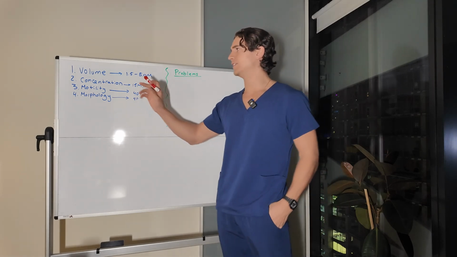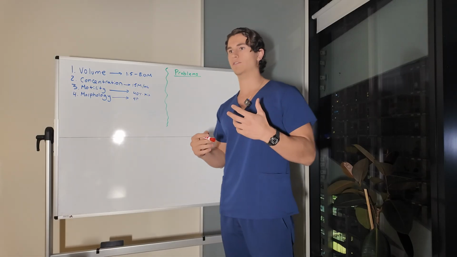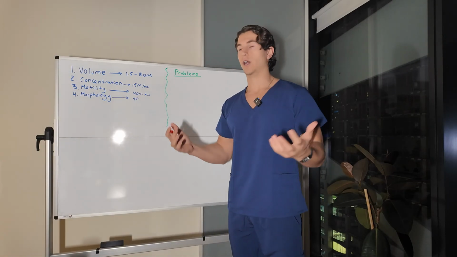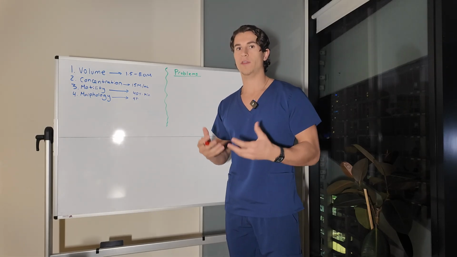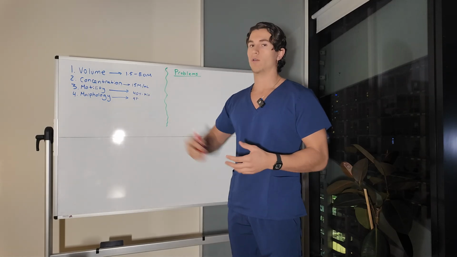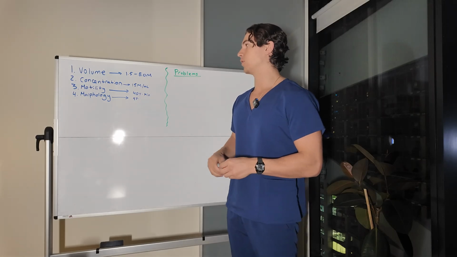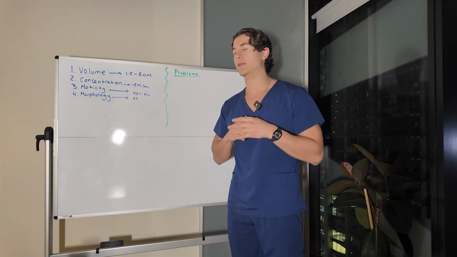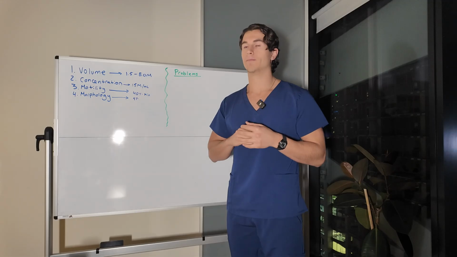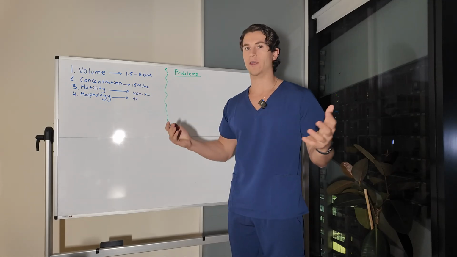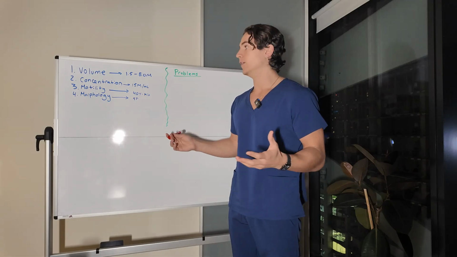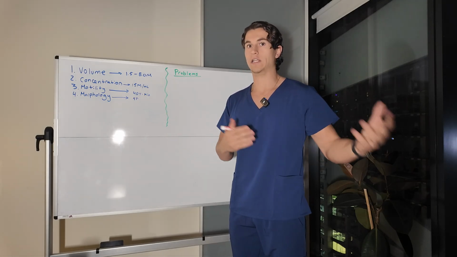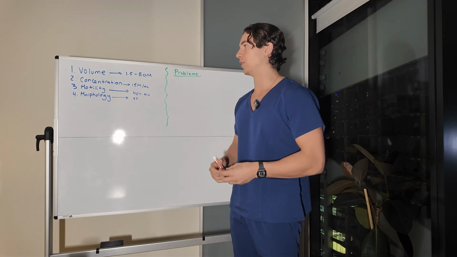The second thing is concentration. This is where it obviously matters a lot. Concentration is the concentration of sperm within your overall volume. You want your concentration to be at least 15 million per milliliter. This is very, very important. If you don't have enough sperm per milliliter, you are going to have a lower and lower chance of getting your partner pregnant.